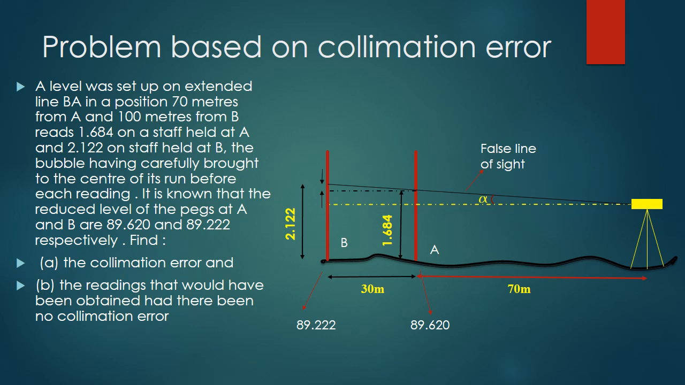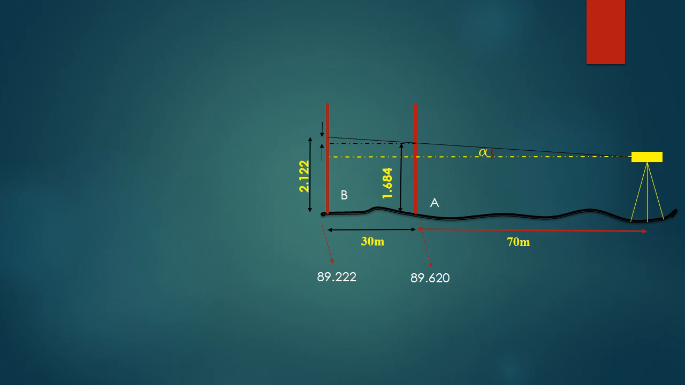Then we are going to find this portion of error in collimation. How much error is coming up at staff B, and later on we are going to find out how much error is coming at staff A. For this moment we will try to find out how much error of collimation is coming up with respect to station B for a distance of 30 meters. Now this is the particular figure that we have just seen.